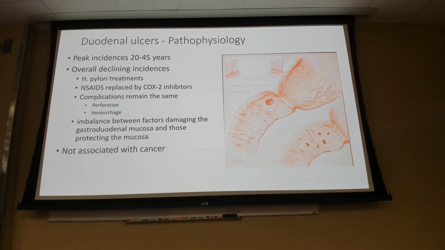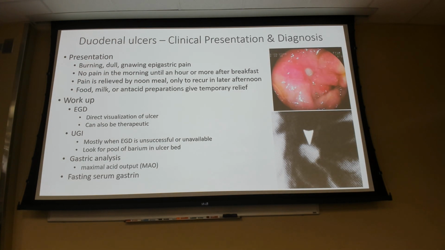And the complications from these depend on which wall it goes through. We've got some pictures here on whether it perforates versus hemorrhage. Typically duodenal ulcers aren't associated with cancer, which is why we don't need to do as many biopsies for them. But they'll have that burning, dull, gnawing epigastric pain.